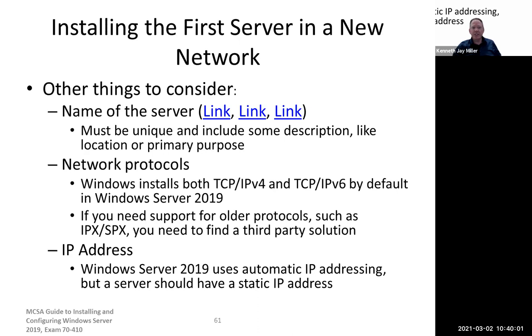But we want to make sure that our servers are named logically. Okay, we should know what kind of protocols we're going to use. Windows installs both TCP/IP version 4 and version 6 by default. If you need older protocols, you can find third-party solutions for that, like IPX/SPX, which is used by some older NetWare servers that may be out there. They're super legacy, so I wouldn't imagine that. For the IP address, Windows uses automatic IP addresses by default.